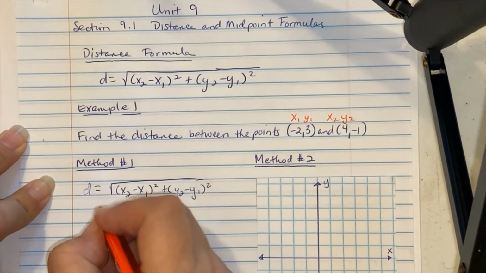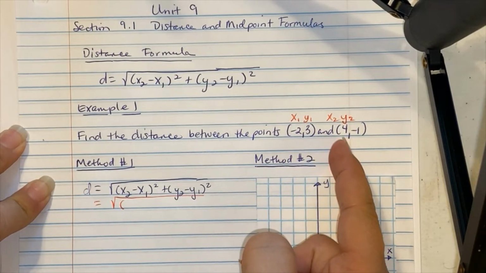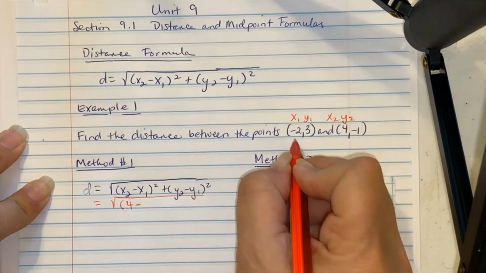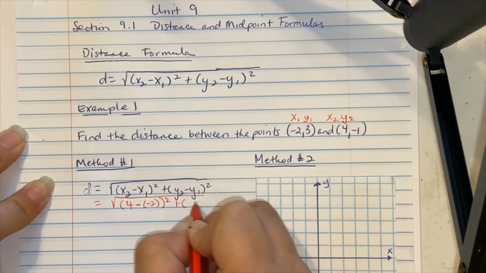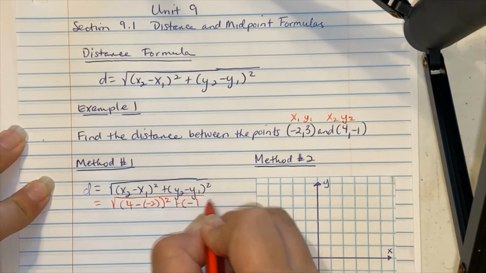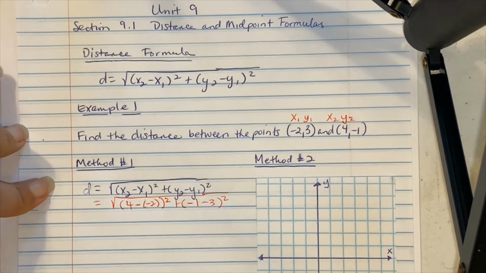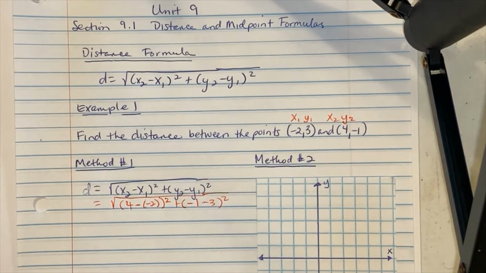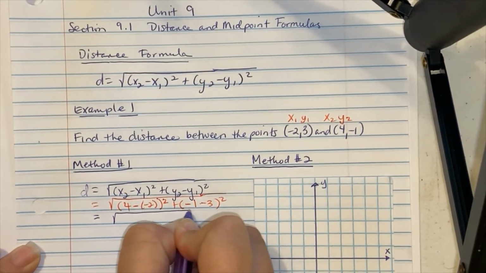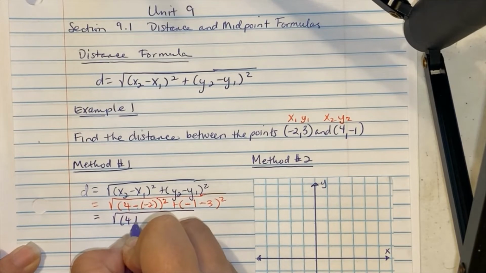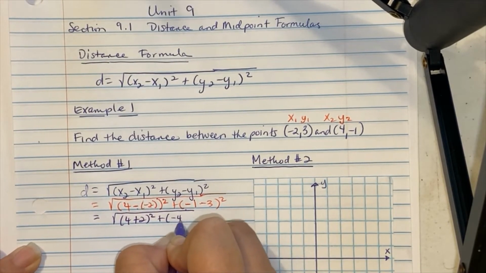So now we see x2, which is a 4, minus, and then it's a -2. So I'm going to put -2 in parentheses, close it, plus y2, which is a -1, minus 3, close it, squared. Do the math here. And then we become 4 minus means plus 2 now. I changed the sign. -1 and -3 is a -4, power of 2.